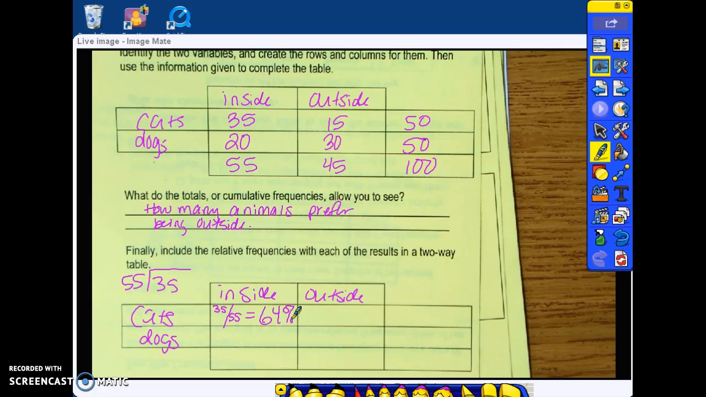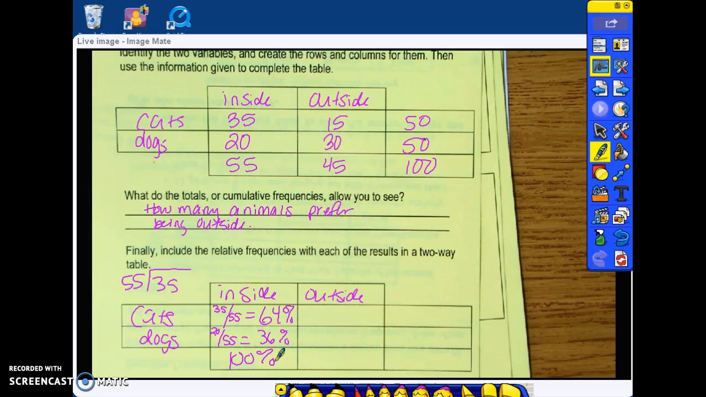Now we can do the same thing with dogs. We have 20 out of 55, and when I divide those, I get 36 hundredths, which is 36%. This is saying that out of all the animals that like being inside, 64% of those are cats. Out of the animals that like being inside, 36% of those are dogs. So we should add those together, and you should get 100%.